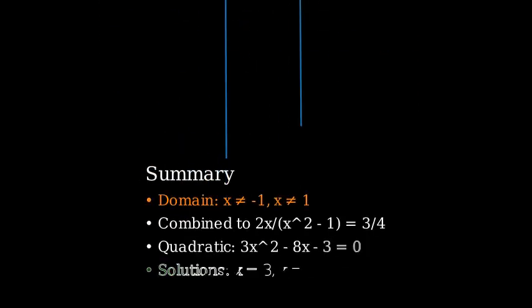Summary. We combined fractions, cleared denominators after stating domain restrictions, solved a quadratic to find x equals 3 and x equals -1/3, and confirmed these by graphing.